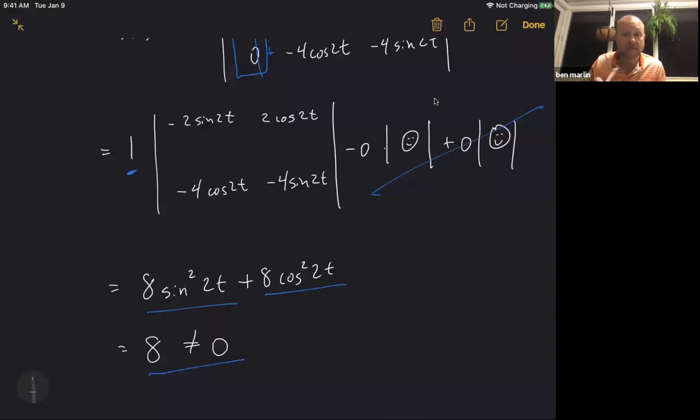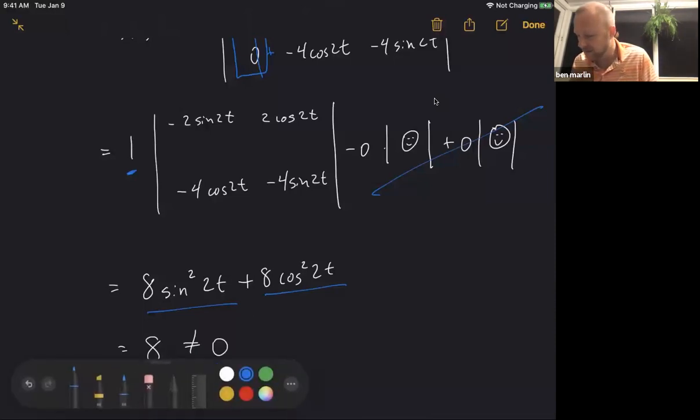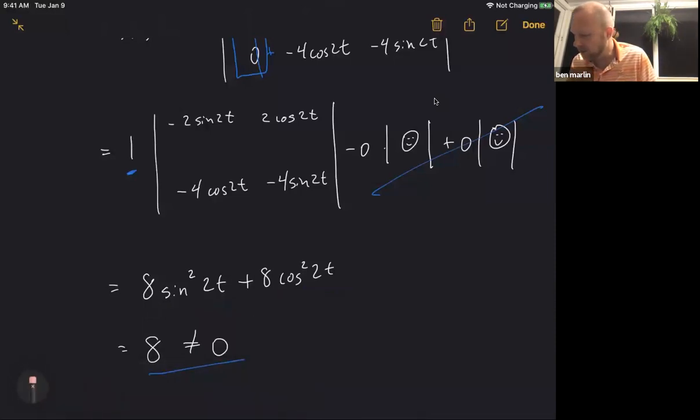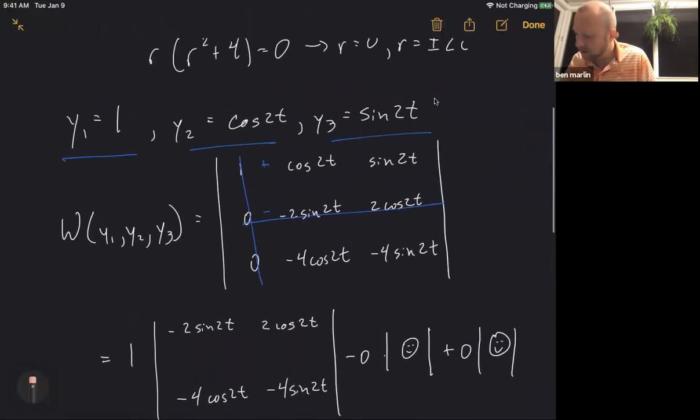I will leave it at that, right? You check linear independence by calculating the Wronskian, and if it's non-zero, then you have something that's linearly independent. All right, let me knock off those little blue lines there because I'm going to save this file for y'all to be able to refer to later.